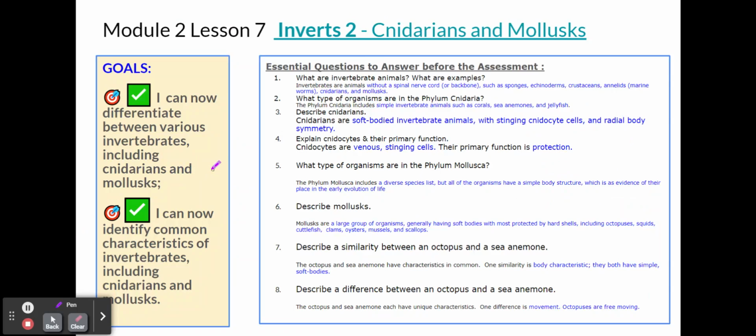We've reached our goals. You can now differentiate between various invertebrates, including cnidarians and mollusks. You know what that word cnidarian means now: jellyfish, hydra, coral, anemones. You can now identify common characteristics of invertebrates and differences, including cnidarians and mollusks.